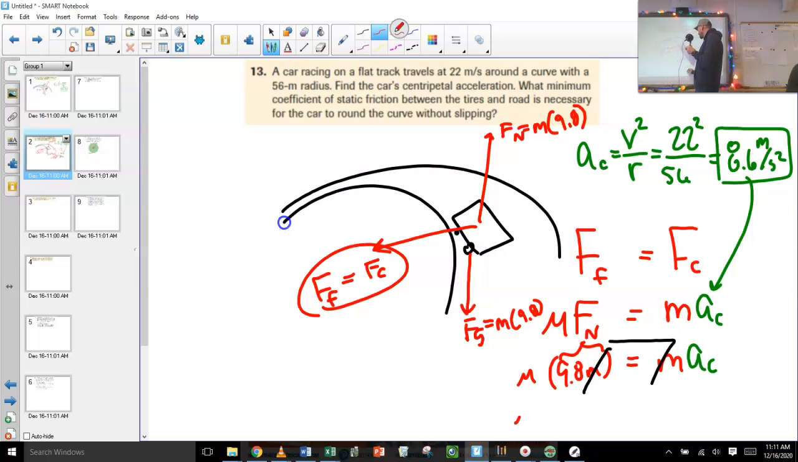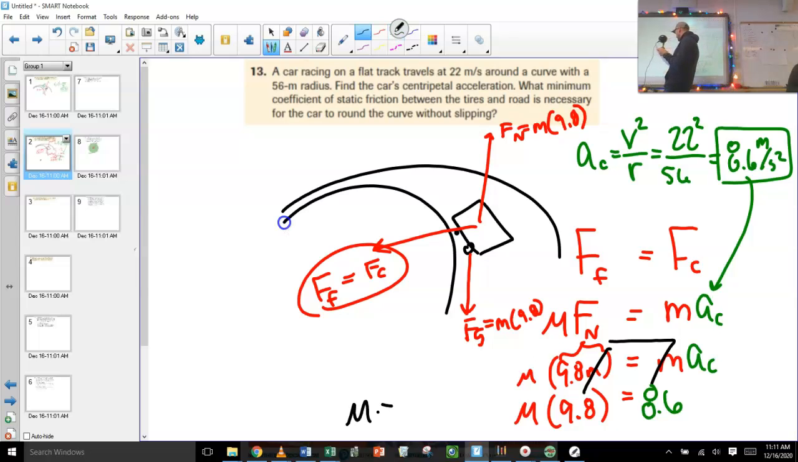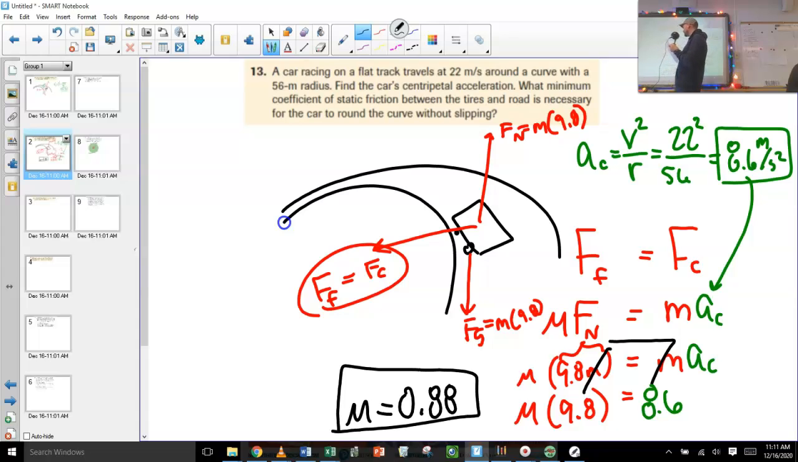So my coefficient of friction times 9.8 is equal to 8.6. So if I take 8.6 and I divide by 9.8, I find my coefficient of friction. And that turns out to be 0.88. So you need pretty sticky tires to go around at that speed.